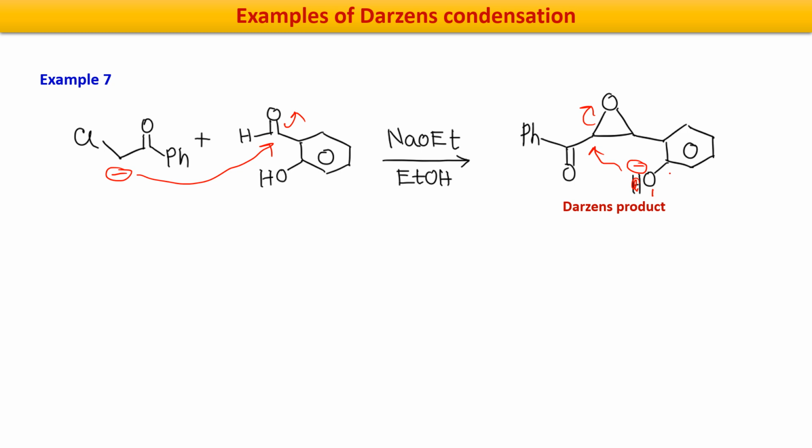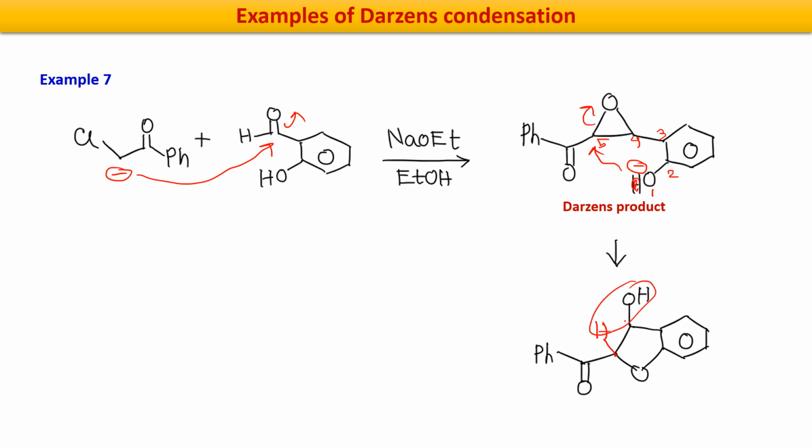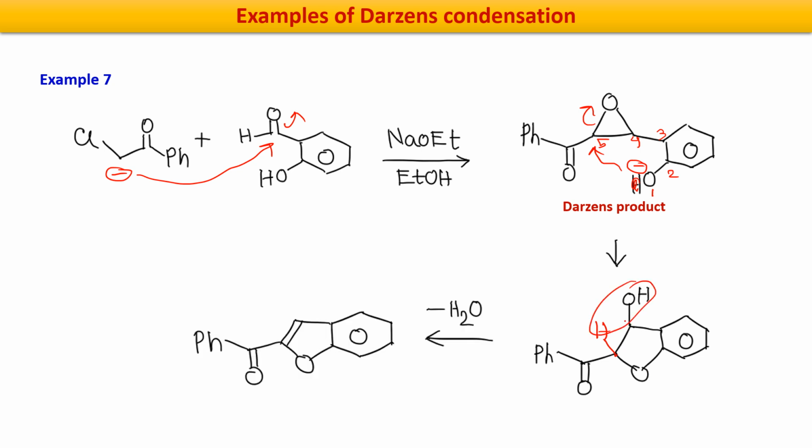Now numbering is very important: 1, 2, 3, 4, 5. So a 5-1 connection will be there, and you will get a 5-member ring. If you are wondering why it is not attacking at 4, it is because attacking at 4 would give a 4-member ring, and a 5-member ring is obviously preferred. So it attacks here, the carbon oxygen bond is broken, and once it is broken, it can take a proton from the medium. Now this OH and this hydrogen together can be removed, and after removal of water at this position you will get a CC double bond, right?